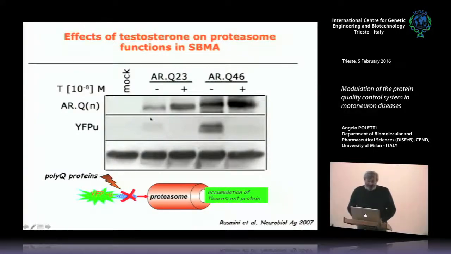So what happened? If we express the wild-type receptor, plus or minus testosterone, nothing changed. But if we express the mutant androgen receptor in its non-toxic version, it has to be cleared away by the proteasome, but it has a very long poly-Q. We do see an accumulation of YFPu, so the proteasome is impaired. This is possibly due to the long size of the poly-Q, which may overwhelm the capability of the proteasome to clear away this stretch of amino acids.